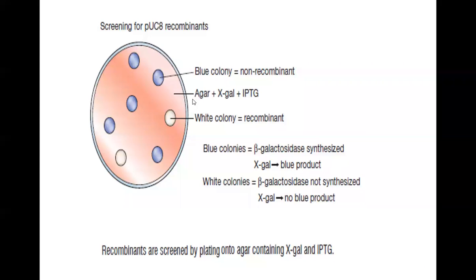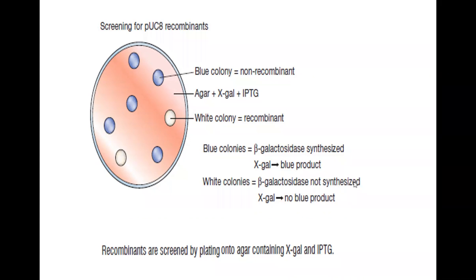I hope you guys are able to follow. In case of the non-recombinant, the lacZ gene is intact. It produces beta-galactosidase, wherein X-gal is converted into a blue product. Whereas in case of recombinant, since there is no intact lacZ gene, there is no beta-galactosidase produced.